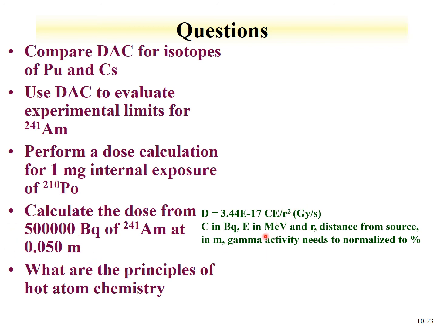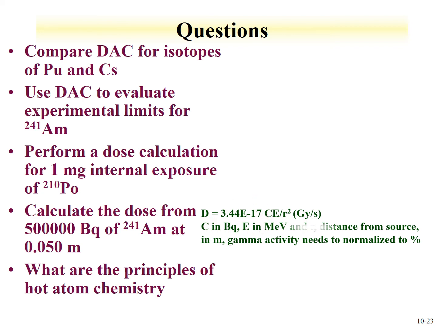Also, the gamma activity, here's the total activity of the americium decay. You need to normalize it to the percentage that decays through gamma. And if you look up americium-241, it's about 37% of the time when it decays that there will be an associated gamma ray. So you'd have to take this activity multiplied by 0.37 in order to get the activity that's due to the gamma. So you can use that to determine the dose.